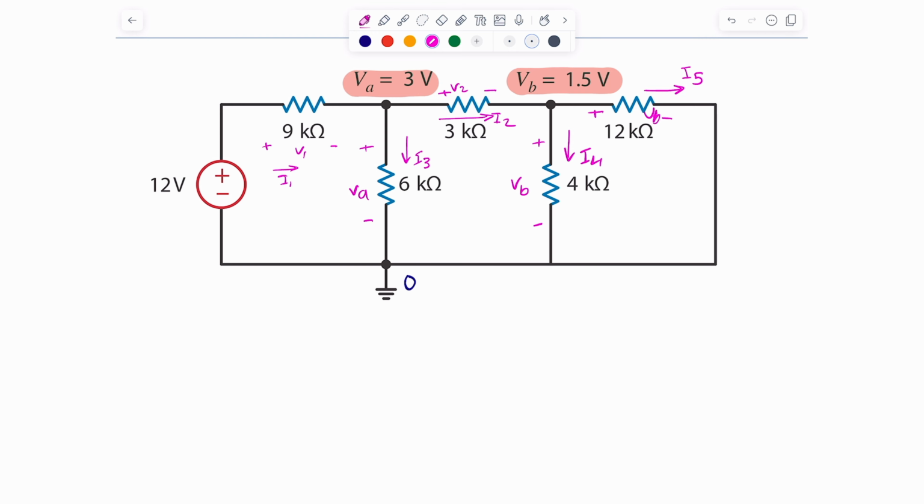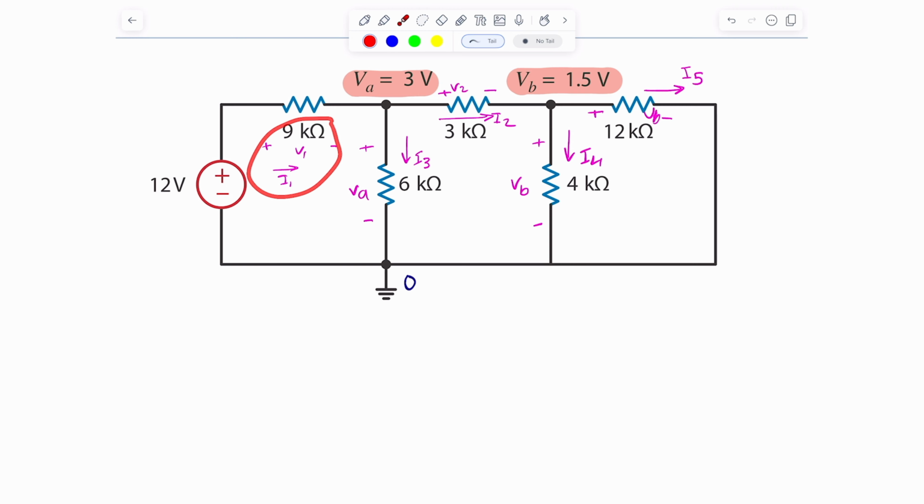So I pretty much have all the voltages except V1 and V2. I have VA, it's here, and I have VB and VB because they're here. So my task now is to figure out V1 and V2, and I'll have basically figured out all the voltages across the circuit. So let me show you here.